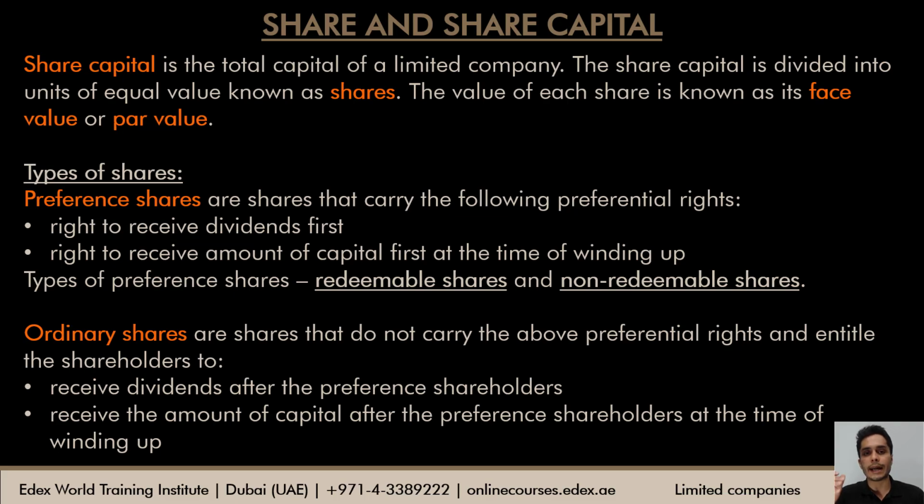So you could say that at these two points, ordinary shareholders are at a disadvantage because they receive dividend after preference shareholders and they receive their capital also after preference shareholders.